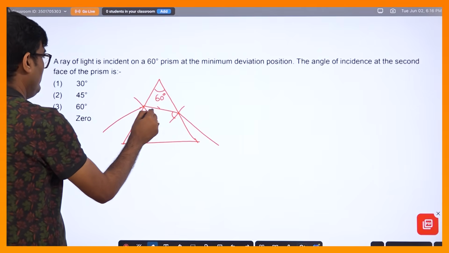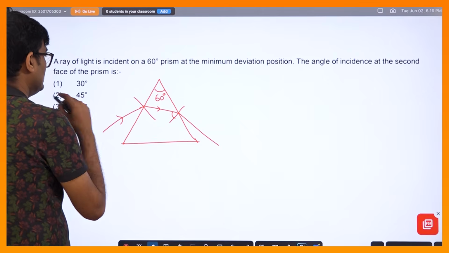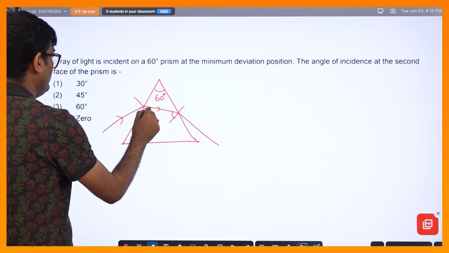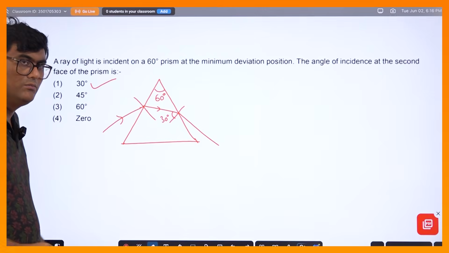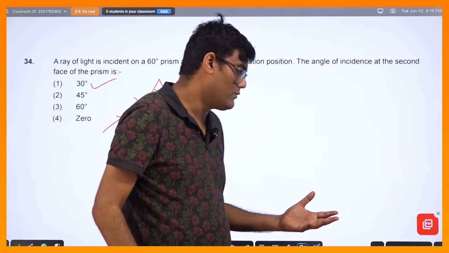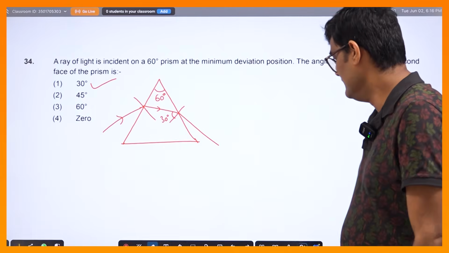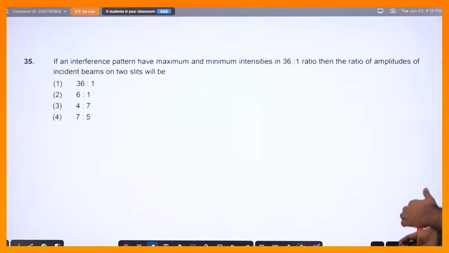As it is a minimum deviation, I can say that these two angles will be the same, right? So that is 30 degrees. Option A is the correct one. And minimum deviation means R1 equals R2 and R1 plus R2 equals 60 degrees. So this is the answer.